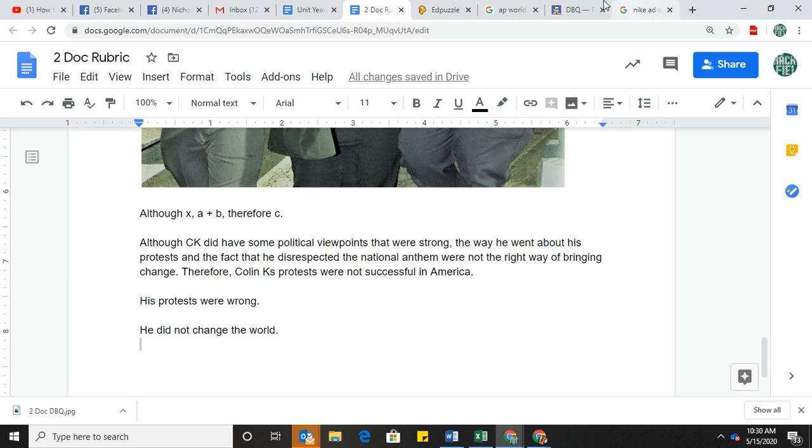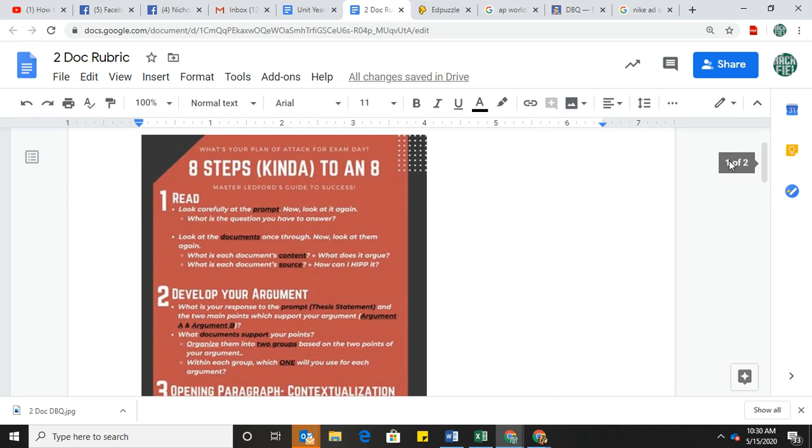Lastly, I want to bring up here, if I can find this. Okay, I found this on the internet. I talked about this last week. I'm actually in this document, so that's easy. So here, I would like for you, if you are having trouble getting through talking about 4 documents, that is okay. So this is 8 steps, kind of to an 8.